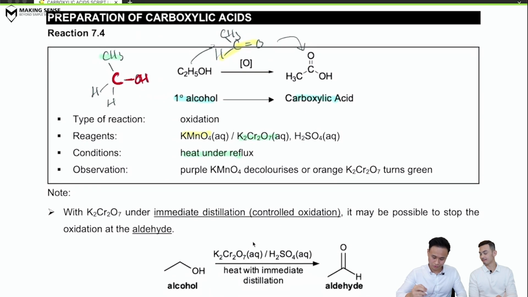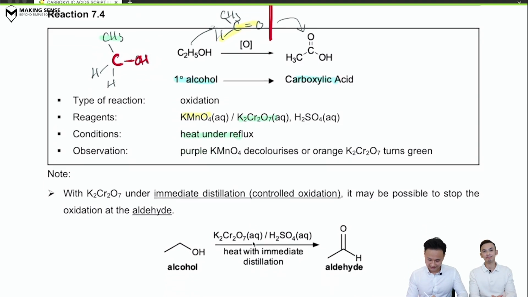Let's say I wanted to stop at the aldehyde. So I'm going to use a weak oxidizing agent. What conditions do I have to use? We also have to distill because we're trying to do a controlled oxidation, so we stop the oxidation halfway before it goes on to the carboxylic acid. Exactly, which is what we see here, right?